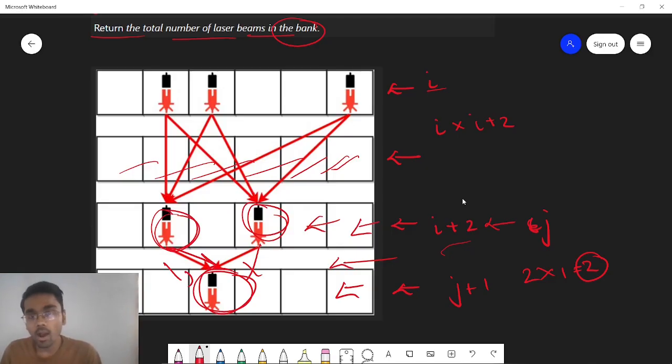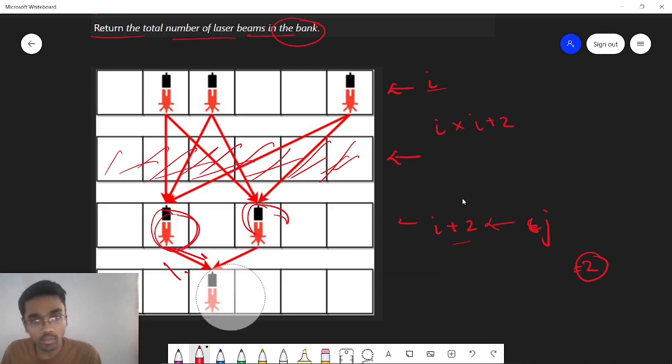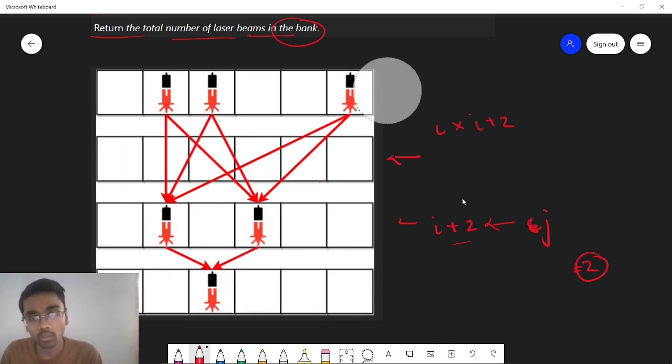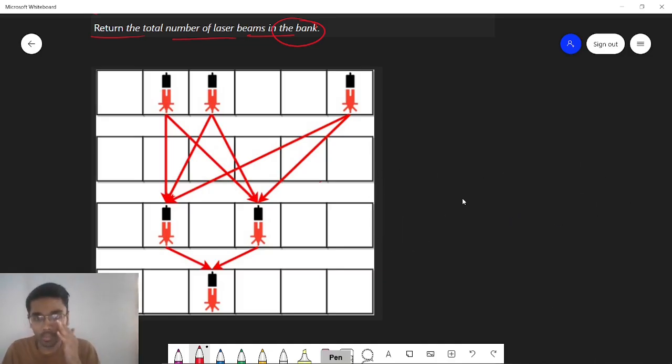But now how will we identify what is the next valid row? Valid row means the next row where devices are present, because we need to skip rows where no devices are present. So it is simple. Let me clear the screen for you and then I'll explain how we'll be able to solve this problem. It is simple, just maintain an array or vector called devices which will capture only the rows which have devices, and this devices array will tell how many devices are present at that particular row.